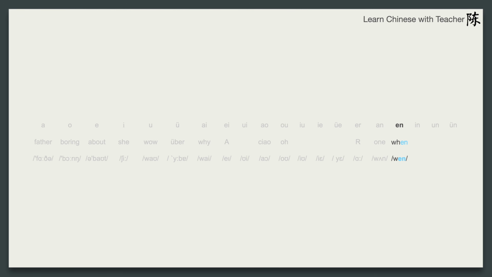a little bit different. The final IN is pronounced in. It sounds like how you pronounce the English word in. The final UN is pronounced when in Chinese. It sounds like the English word when. The last final is pronounced yuan.